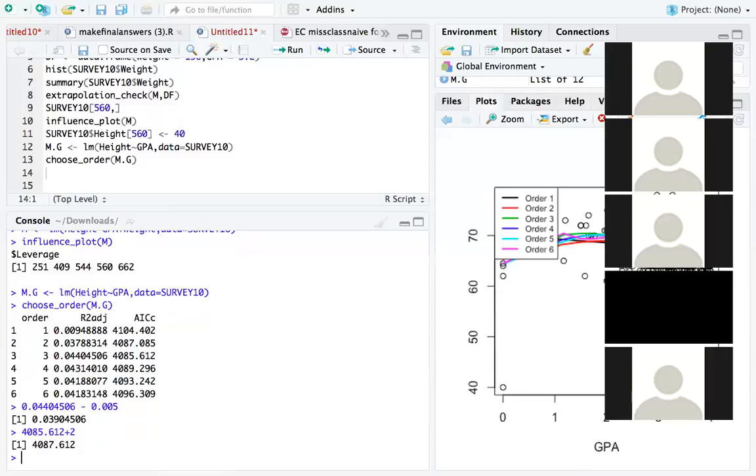Since we took the highest R squared adjusted of them, which was model 3, and then we subtract 0.005, which equaled 0.039, why do we still include model 3? Well, model 3 has the highest R squared adjusted.